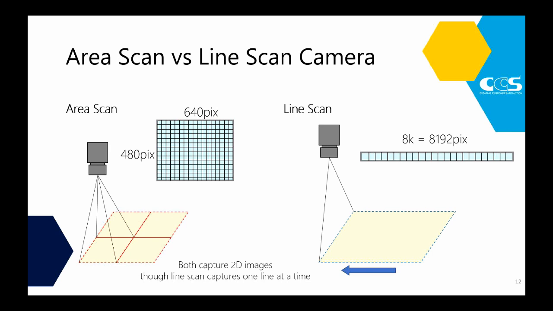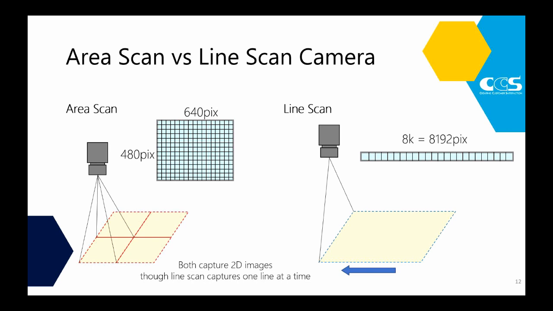Versus line scan, which captures the images differently. Instead of capturing the whole frame in one like area scan, it captures one line at a time as the object is moving below the camera. I like to describe it as a loaf of bread. Consider every line is a slice of bread. If you put all the slices together, you get the loaf. This is the same thing. If you put all the lines together, you get your image.